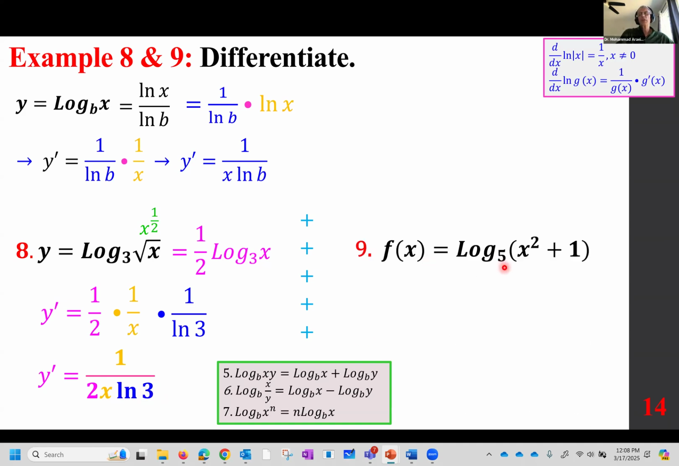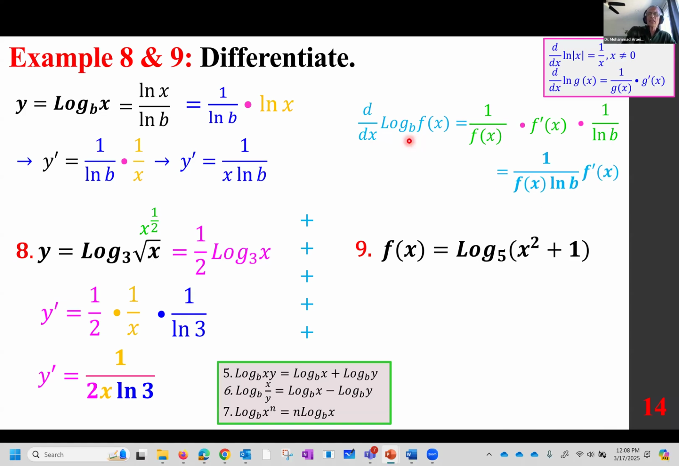F of x is log base 5 of x squared plus 1. We haven't done that yet. That ultimately uses the chain rule. So how do we differentiate log of f of x base b? First thing first, we flip it over. By the chain rule, we need the derivative of f of x, which makes it f prime of x. And by the change of base formula, because the base is not e, we need 1 over ln b. And we put them all together.